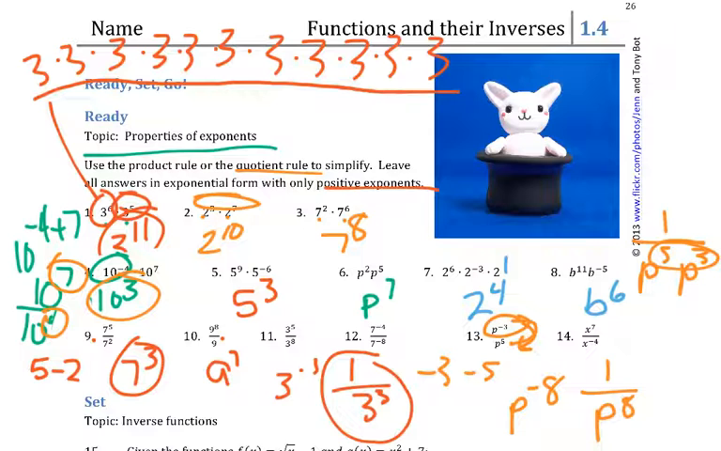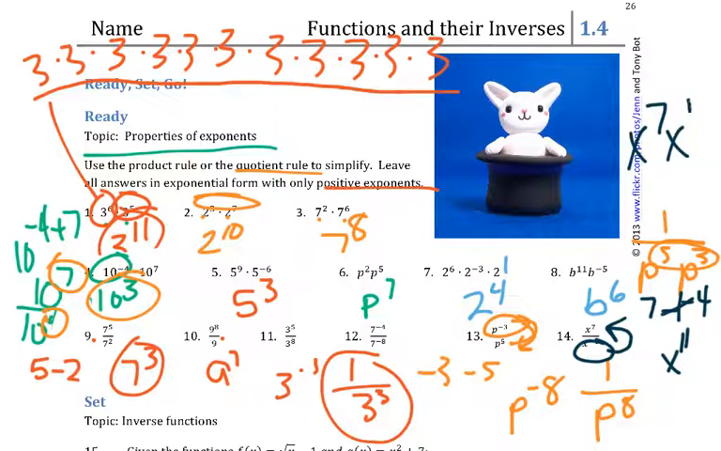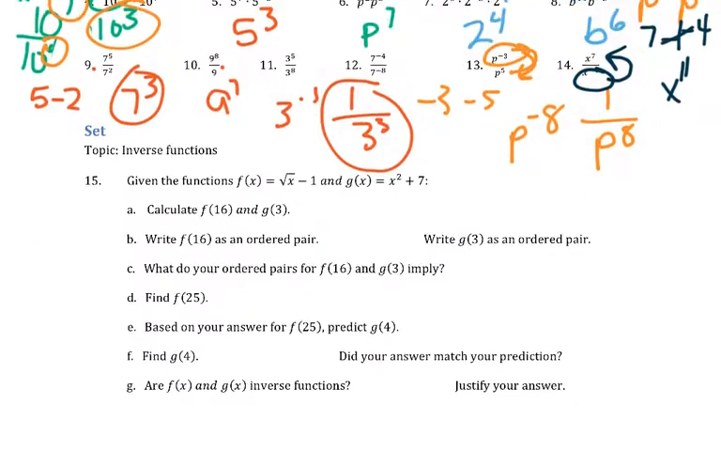Okay, now that last one, number 14, we'd go 7 minus a negative 4, which would be like plus, so it would be x to the 11th. Or you could think of it like this: the negative on the bottom would bump it up to the top, and you'd have x to the 7th times x to the positive 4. Okay, so there's those ones.